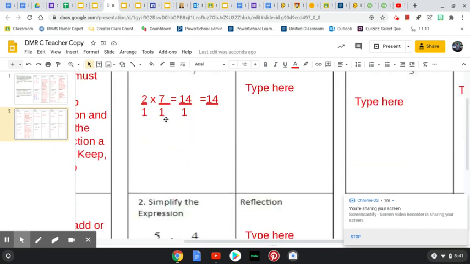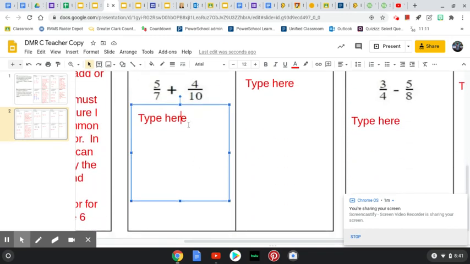Down here, in order to simplify the expression, we cannot do that because they do not have the same common denominator. So the first thing that I need to do is make sure that 5 over 7 becomes something usable. So that 7 is missing the 10. That means I have to multiply the top and the bottom by 10.